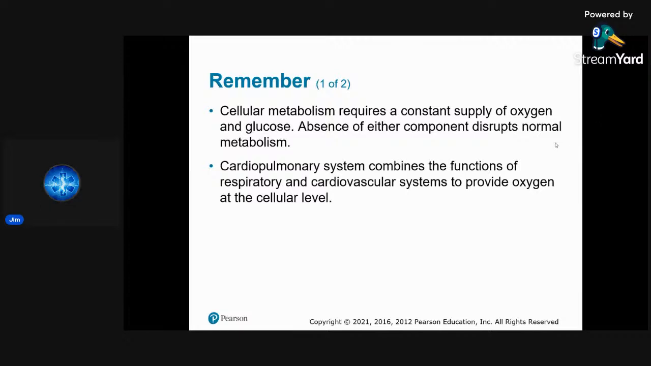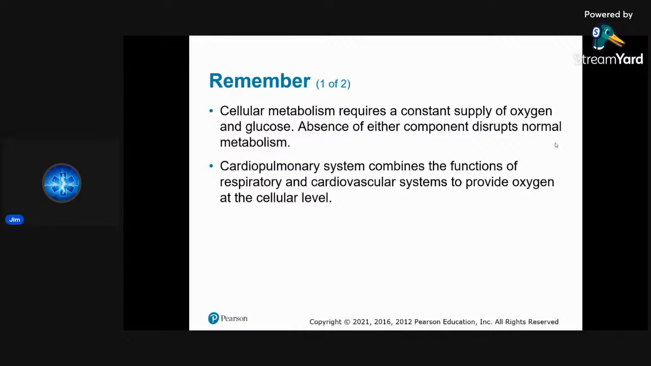Cellular metabolism requires a constant supply of oxygen and glucose. If something happens to either one, it's going to disrupt the normal metabolism, going from aerobic to anaerobic. Remember the differences. Aerobic is our normal metabolism, where we take oxygen and glucose and turn it into ATP. The cell burns it and produces CO2, or carbon dioxide.